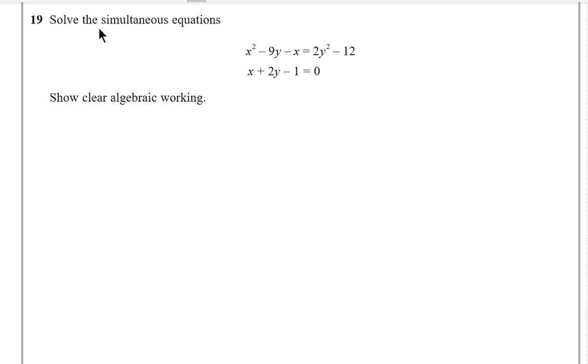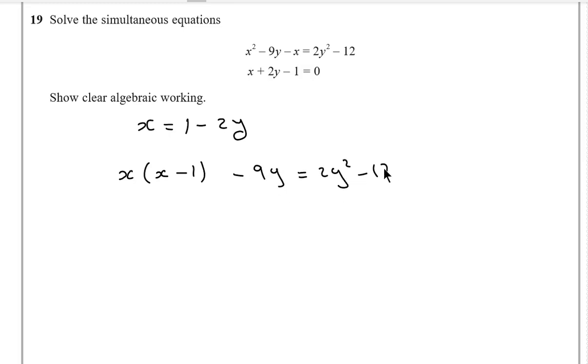Solve the simultaneous equations. One of them is quadratic and the other is linear. Of course, we will start with the linear one. We can say x equals 1 minus 2y, and put it in the first equation. But as we see, we have here x squared minus x. I prefer to take x as a common factor. If we take x common factor, we have x times x minus 1, and then minus 9y equals 2y squared minus 12.